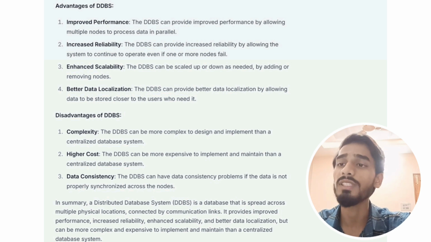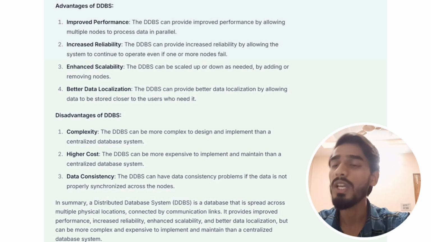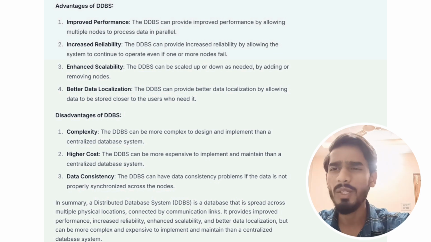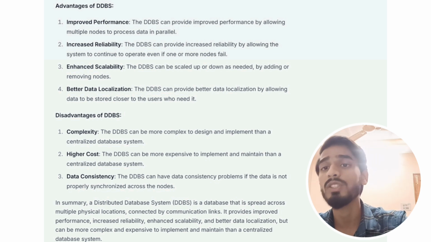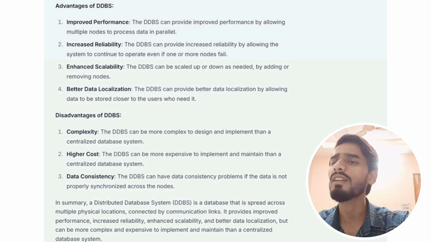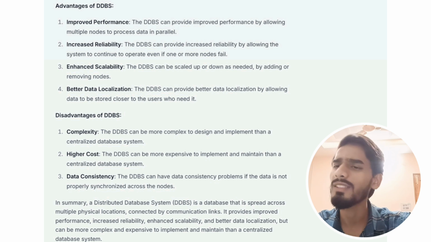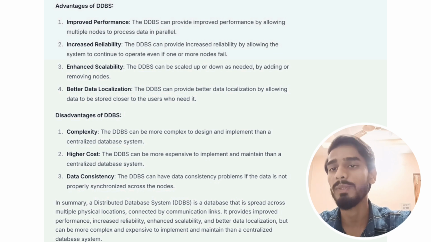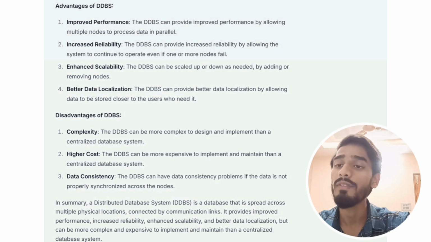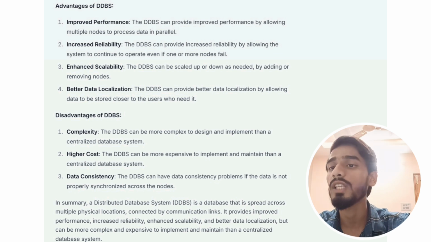Let us see some disadvantages of distributed database system. First will be complexity. The distributed database system can be more complex to design and implement when compared with centralized database system. Second will be higher cost. The distributed database system can be more expensive to implement and maintain than a centralized database system. Third will be data consistency. The distributed database system can have data consistency problems if the data is not properly synchronized across the nodes.